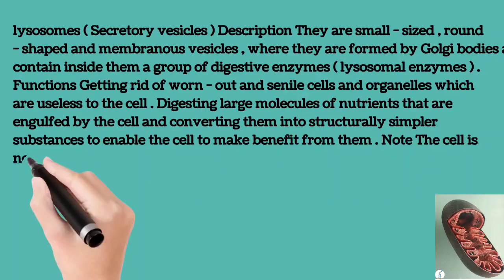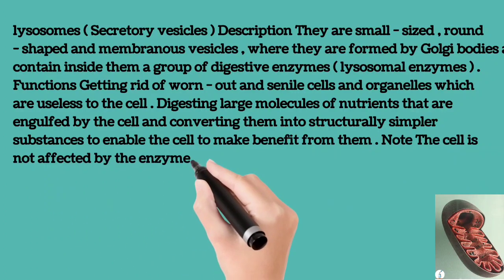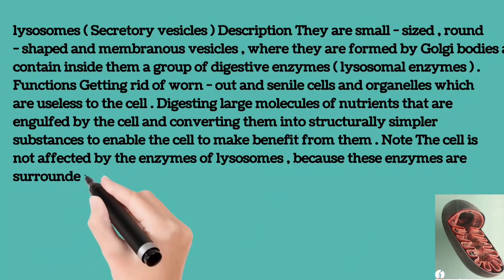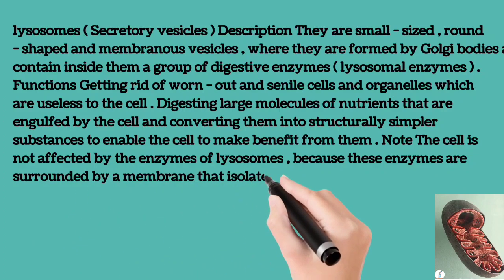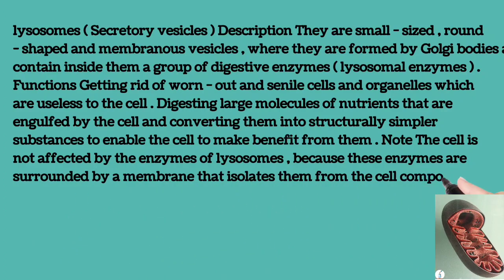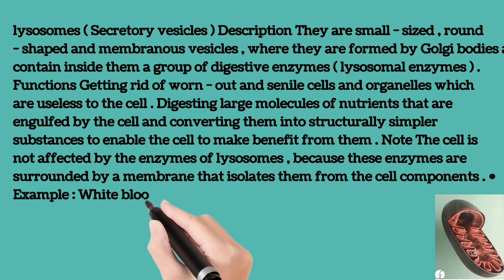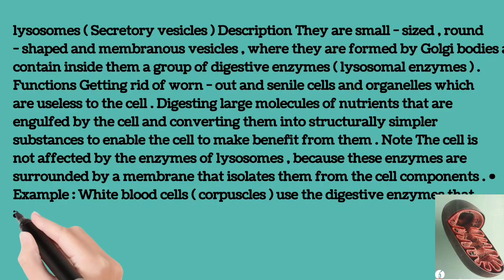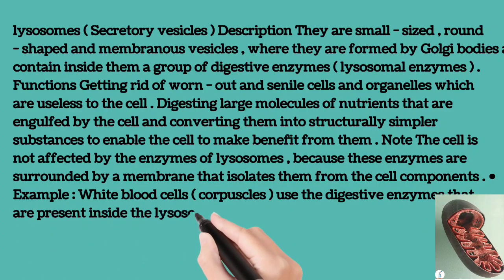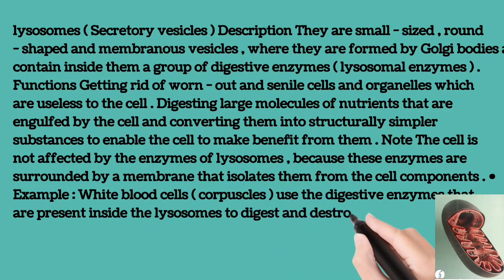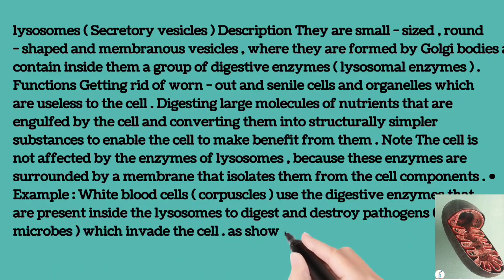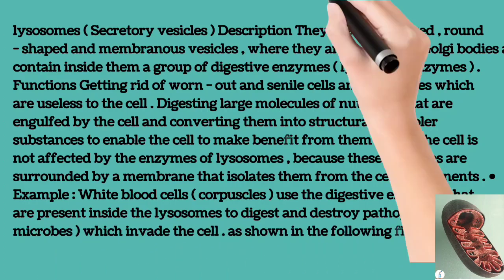Note: the cell is not affected by the enzymes of lysosomes, because these enzymes are surrounded by a membrane that isolates them from the cell components. Example: white blood cells, corpuscles, use the digestive enzymes that are present inside the lysosomes to digest and destroy pathogens, such as microbes, which invade the cell. As shown in the following figure.